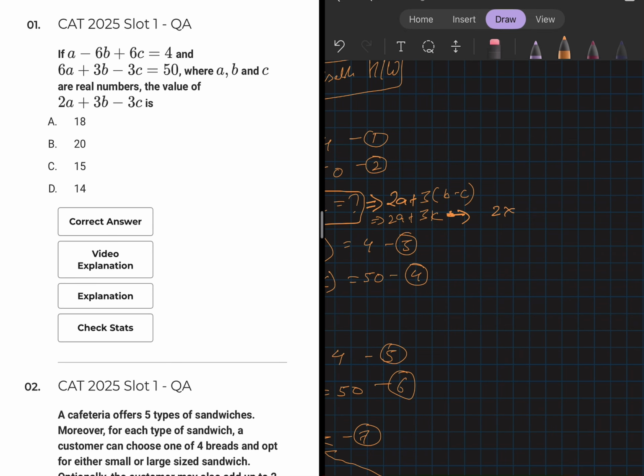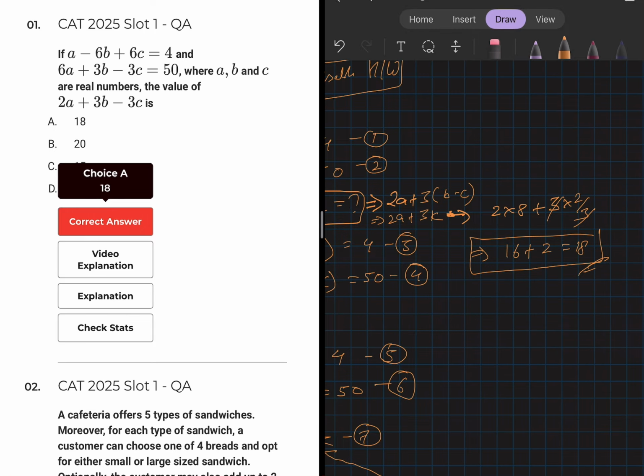So 2 times 8 plus 3 times 2 by 3. So this implies 16 plus 2 equals 18. So this is our answer. So the answer should be A, 18. So if you look at this, it's 18.